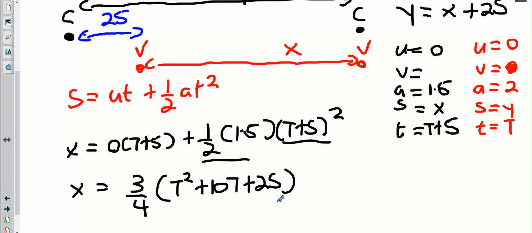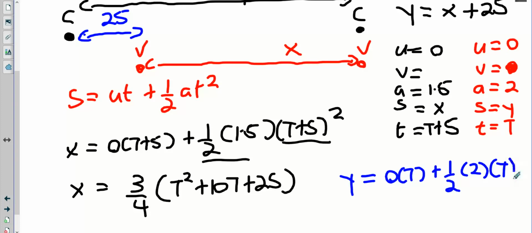Yeah? Now I'm going to go for the y value now. You see the y value? Okay. Y value. Once again, ut is going to be 0 times t, and then it's going to be a half, 2 times t squared. Then we get y equals t squared.